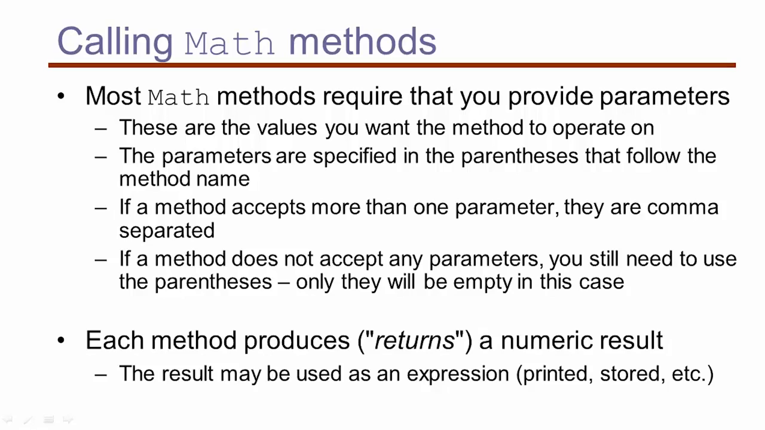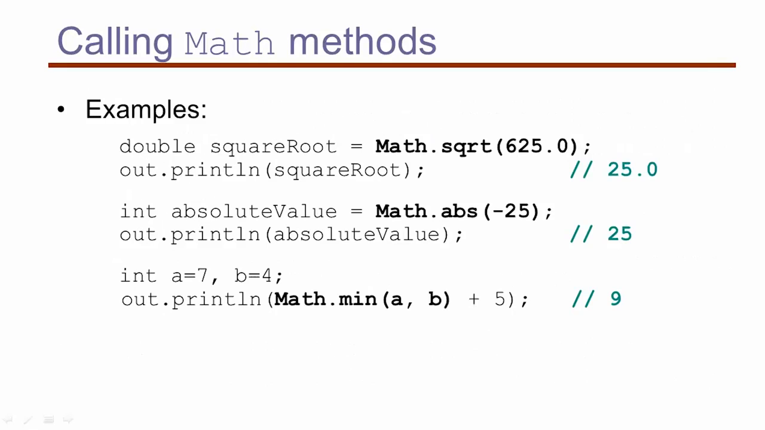And a key feature of all the methods of the Math class is that they return a numeric value that you can use in some expression. Here are several examples. Calling Math.sqrt will compute the square root of the parameter. Calling Math.abs will compute, you guessed it, the absolute value. And calling Math.min will determine which of two values is the minimum or smaller value.